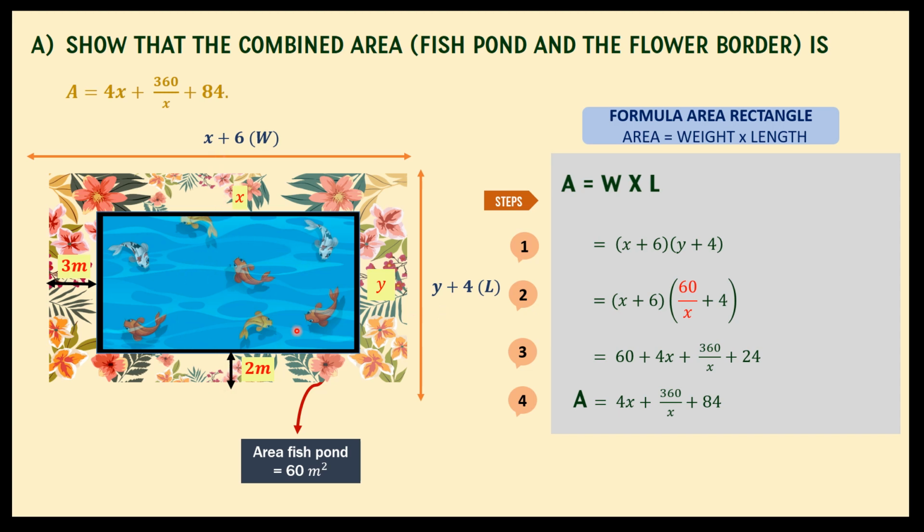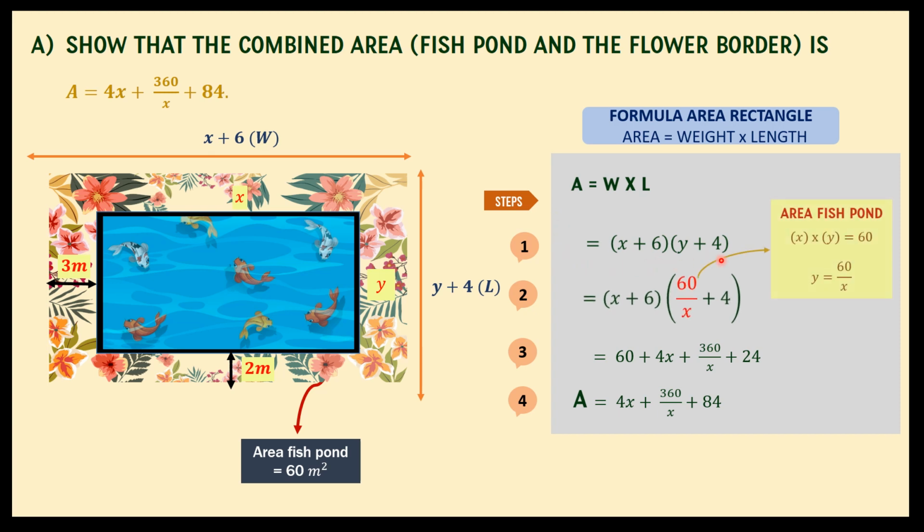The area of the fish pond is already given, that is 60 meters squared. So first we have to find the area. The area is equal to x plus 6 times y plus 4. Before that we have to find the area of the fish pond, that is x times y equal to 60. So y equal to 60 over x. And then we have to substitute y into the area. So second step, x plus 6 times 60 over x plus 4.